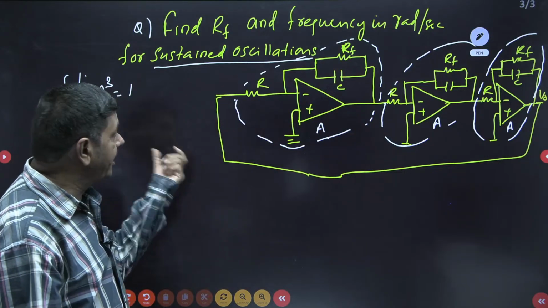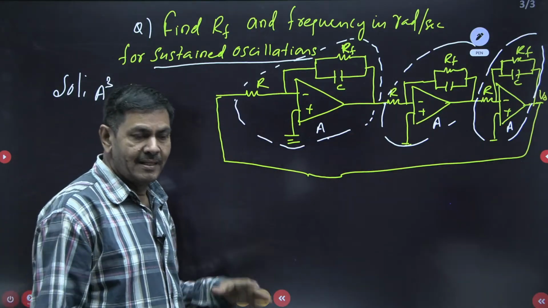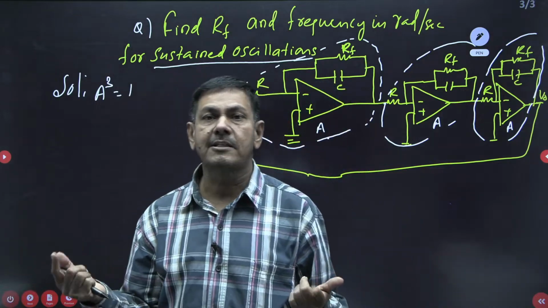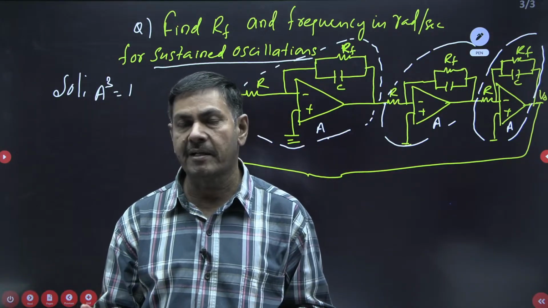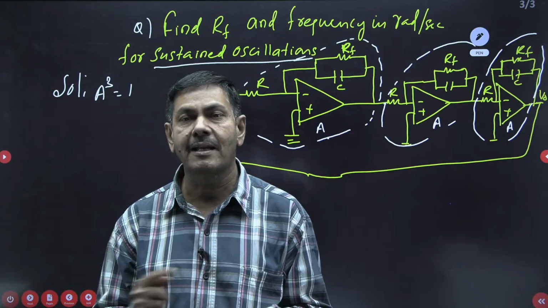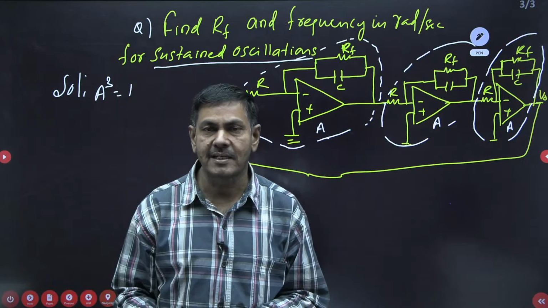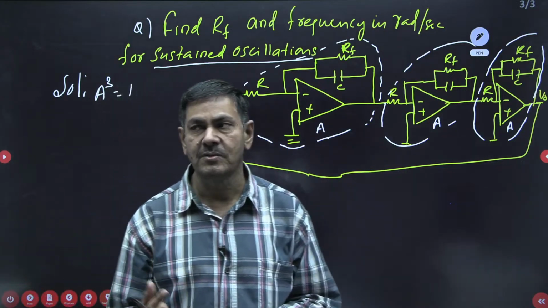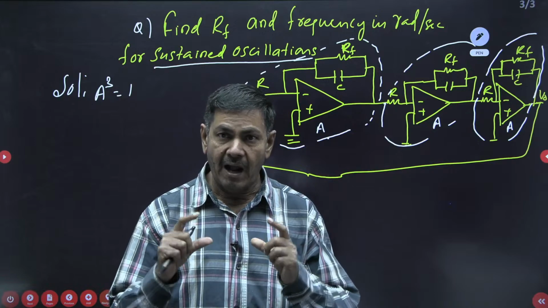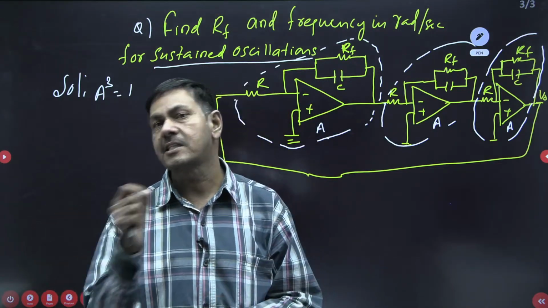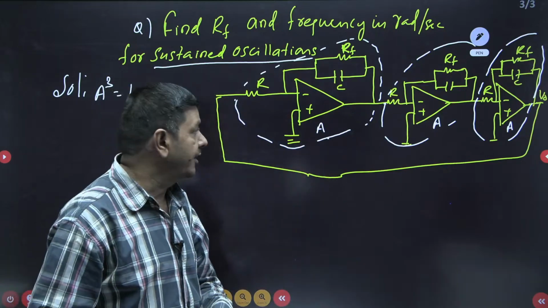If I know the A value, I can substitute and expand. Wherever the S term appears, there I can put j omega, and I can compare the real and imaginary parts, just like the last question, and I can get the resistance R, RF and also omega. But how we create an equation with the real and imaginary parts is more important here. That I will do clearly so you can understand.